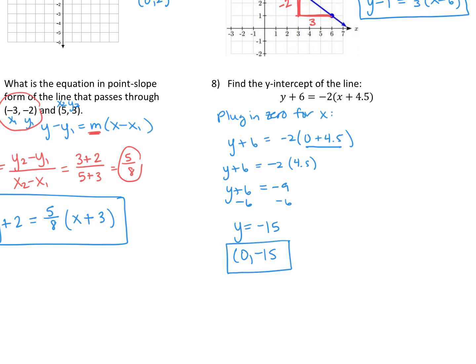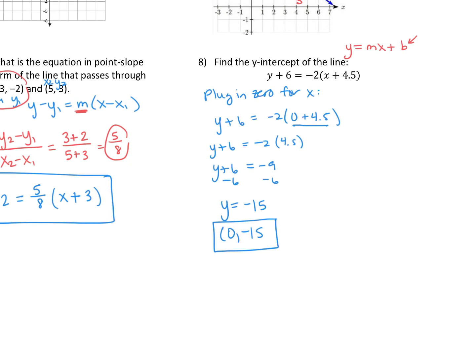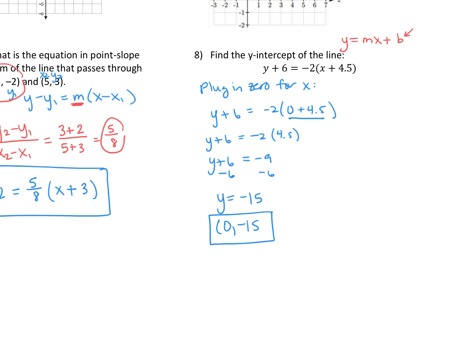All right, the other way to do this is if you want to know the y-intercept of a line, we remember that y equals mx plus b. That's your b value. The y-intercept is b. So we could take our equation and solve it for y so that we have mx plus b, and then we can identify our y-intercept just right from our equation.